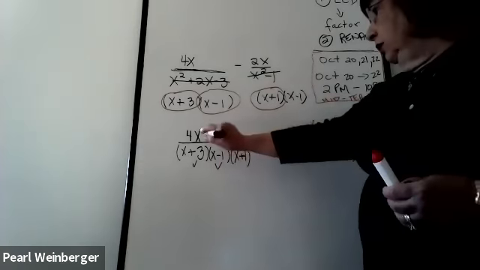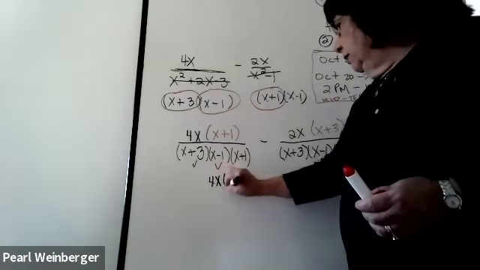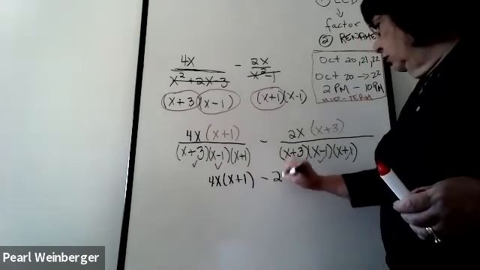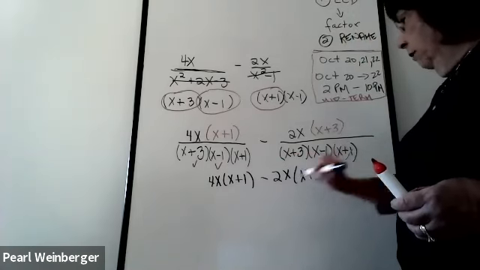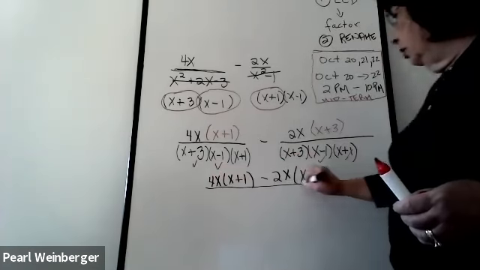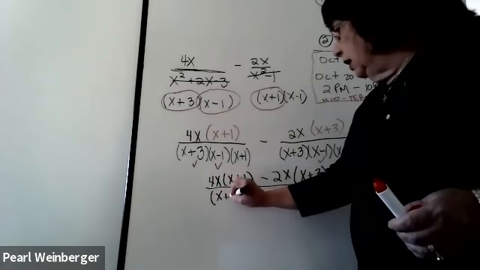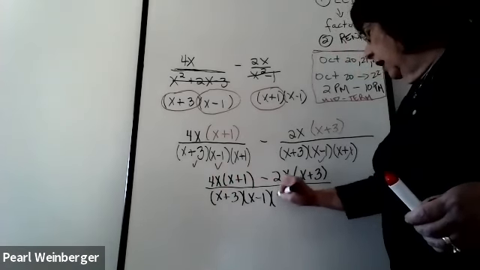And here's what we're going to do. We want to do the 4x times the x plus 1 minus the 2x times the x plus 3 and put that all over this common denominator of x plus 3, x minus 1, and x plus 1.